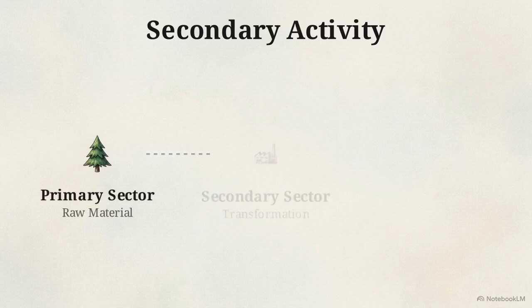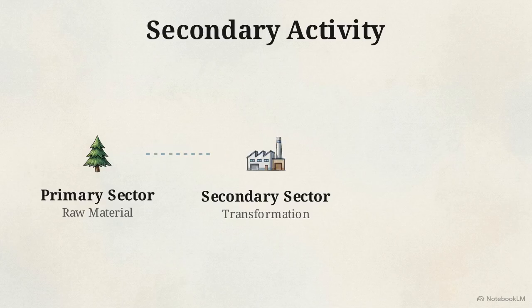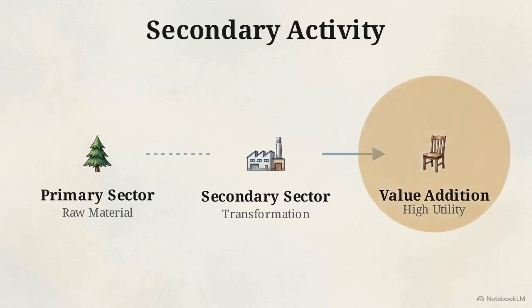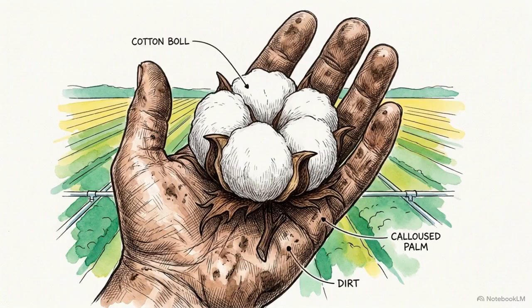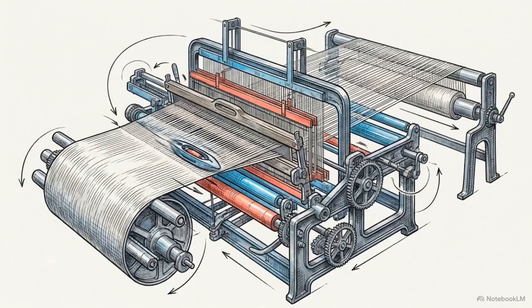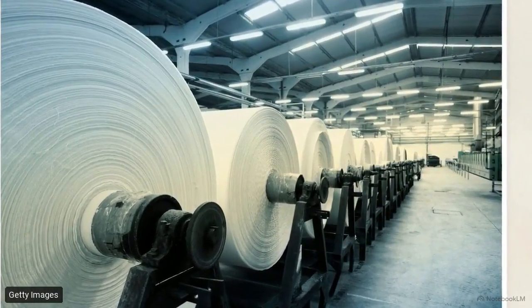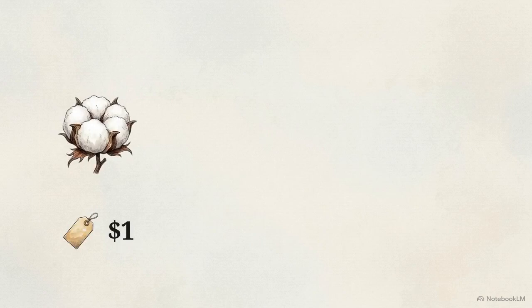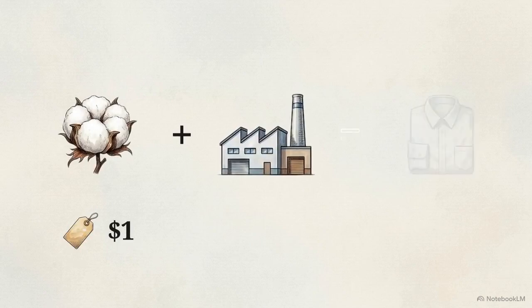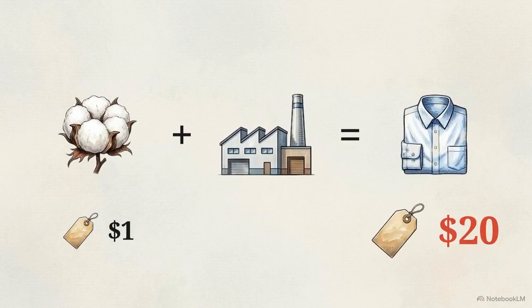It is the process of taking something directly from nature, the primary sector, and running it through a factory to change its form, making it drastically more useful to people. A raw cotton ball plucked from a field has almost no utility on its own, but run it through a textile mill to spin, weave, and dye it, and you get acres of fabric ready to be cut into clothing. This is value addition, where the manufacturing process itself creates the worth of the final product.